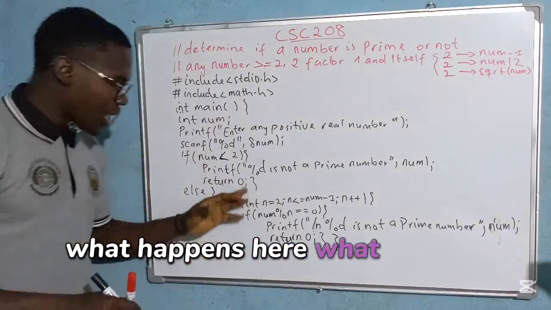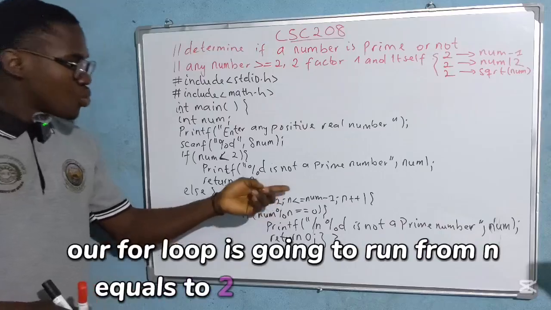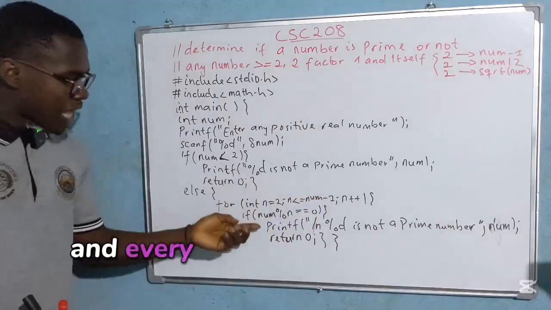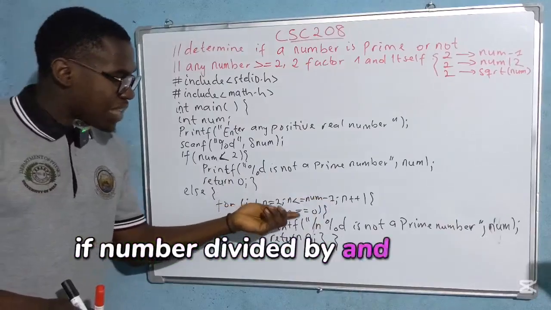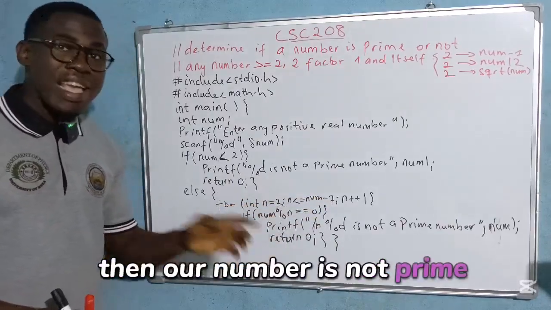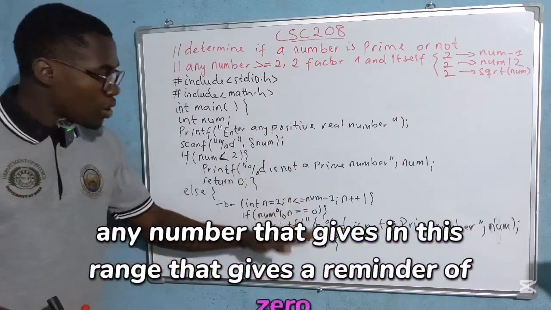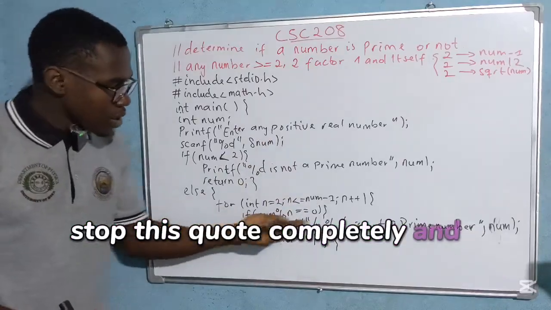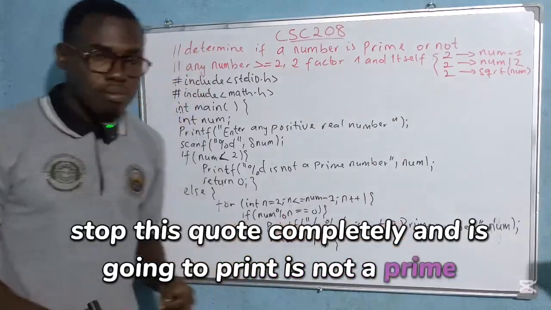What happens here is that our for loop is going to run from n equals 2 to number minus 1. And every time this condition will be verified. If number divided by n gives a remainder of 0, then our number is not prime. Any number in this range that gives a remainder of 0, stop this code completely and it's going to print is not a prime number.